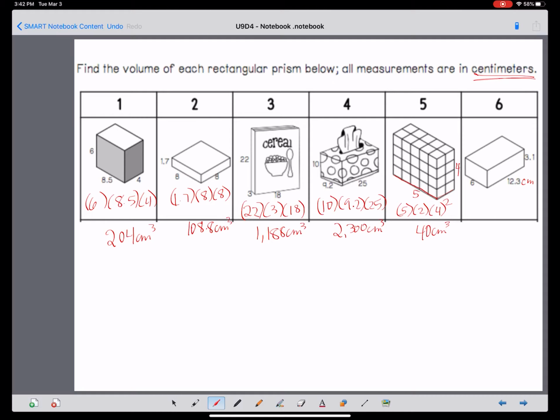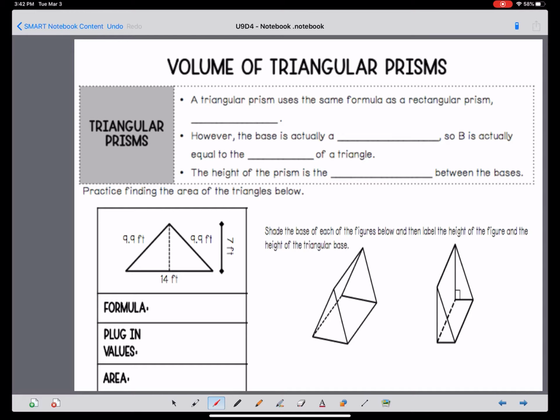All right, and then the next question, let's go ahead and do 6 times 12.3 times 3.1. Multiply all those together, and you get 228.78 centimeters cubed. All right, next screen. Volume of triangular prisms.